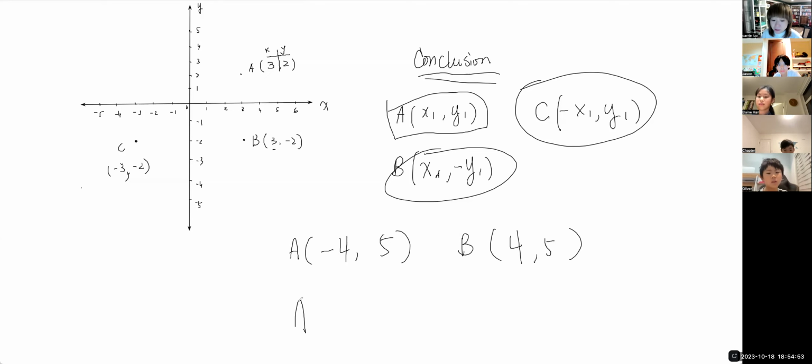Wait, why did you put negative on the -4 of A? Because it's over Y. When it's reflected over Y, X changes and Y stays the same. When it's reflected over X, X stays the same and Y becomes negative. Get it, everybody? When you are reflecting over an axis, the coordinate along that axis stays the same. Okay, now we're going to do the next one.